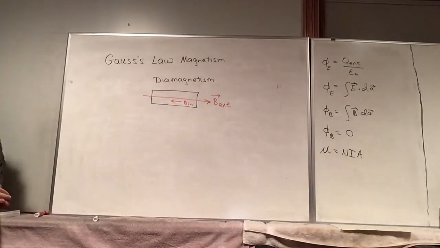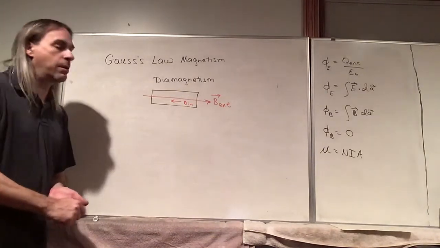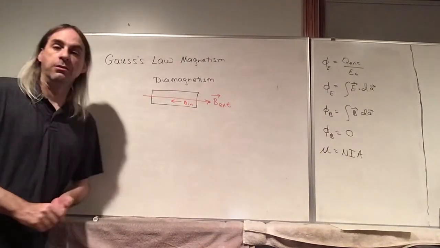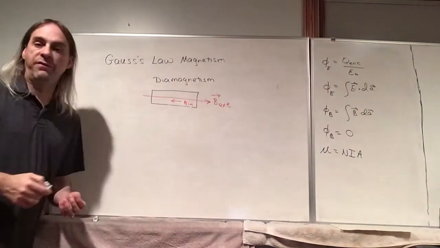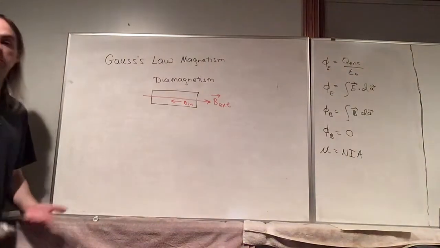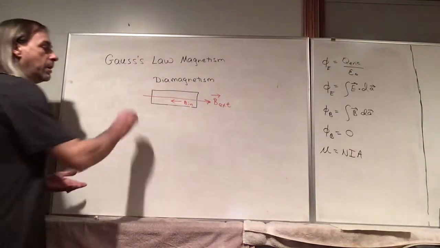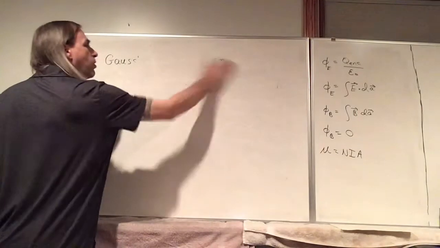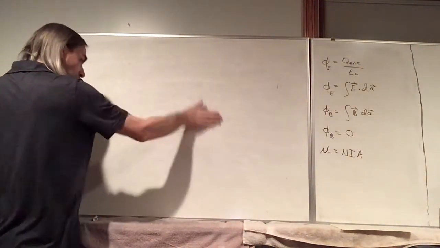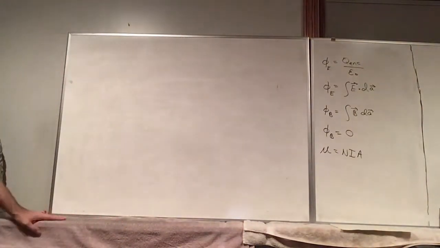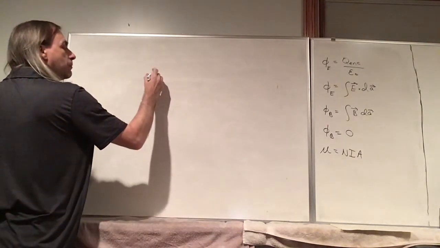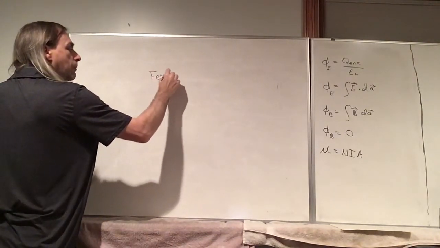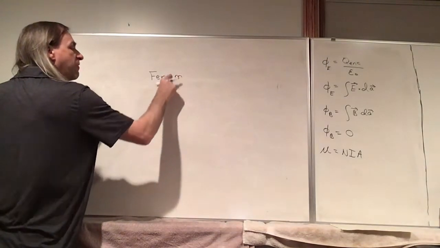Okay, now one thing that both paramagnetic materials and diamagnetic materials have in common is that if you remove this external field, they go back to just being unmagnetized. So that internal field only exists when the external field does as well. There's one more type of magnetism I want to talk about. It's called ferromagnetism.